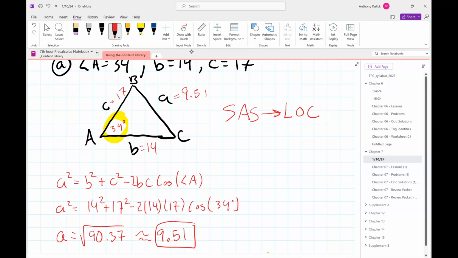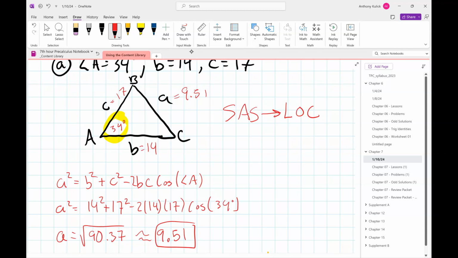Come on, guys. What do you know about angles and side lengths? The smallest angle is opposite the smallest side, right? So look at the side lengths for B and C. Which angle is going to be smaller? B. Everybody's good with that?